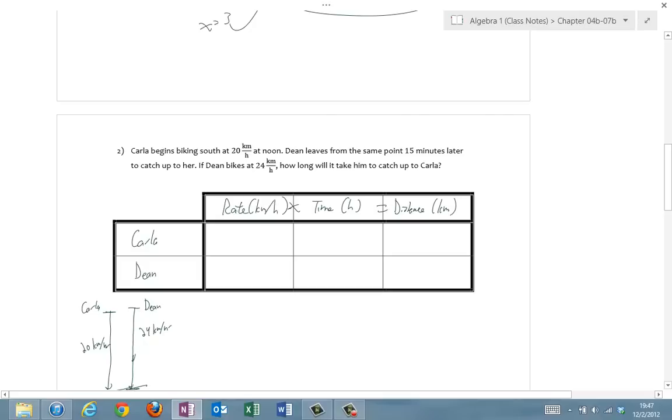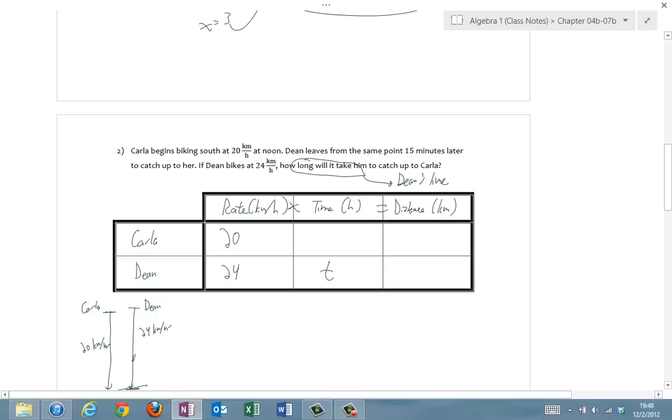What is Carla's rate? Carla begins biking south at 20 kilometers per hour. Dean leaves from the same point 15 minutes later to catch up with her. Dean bikes at 24 kilometers per hour. How long? The question is time. So let's say it says how long will it take him to catch up to Carla. The question is specifically Dean's time. So I'm going to make Dean's time be the variable, and I'm actually going to use t instead of x just to make it a little bit more specific.